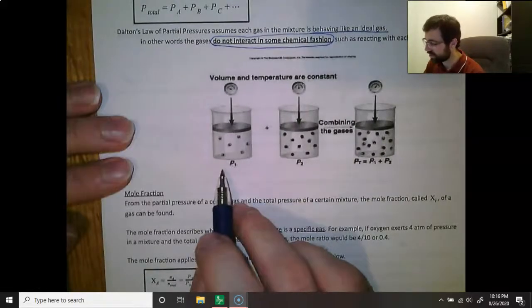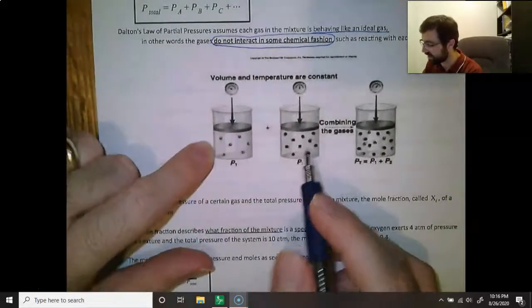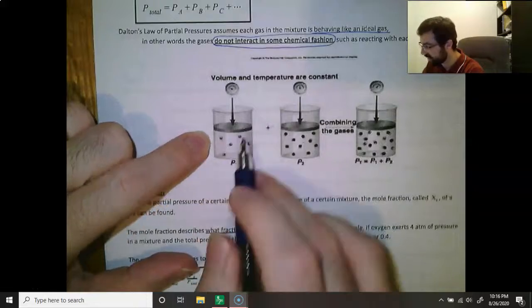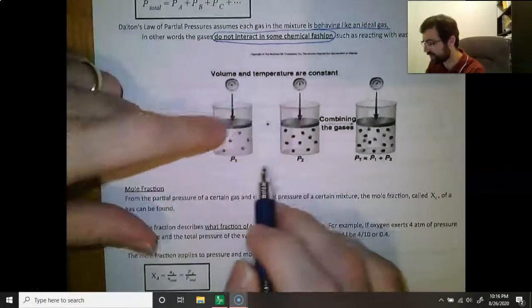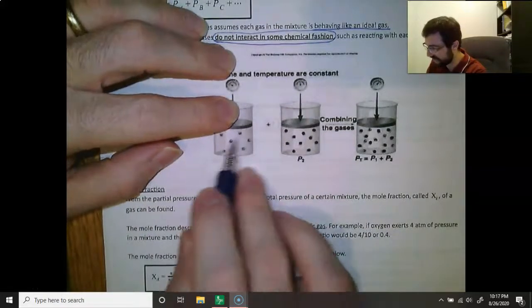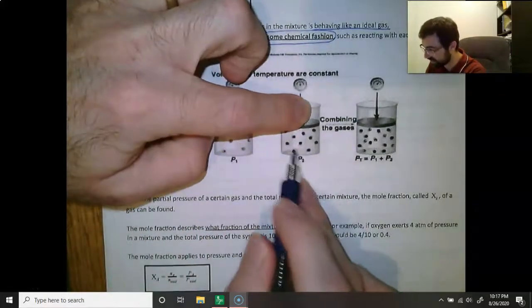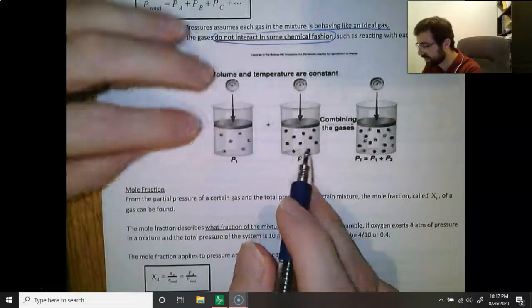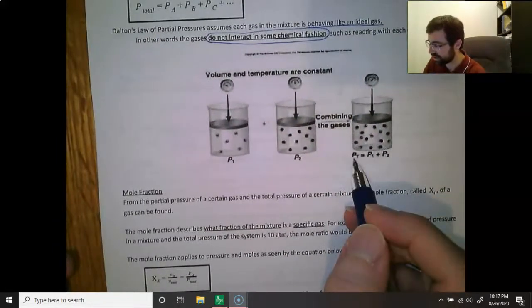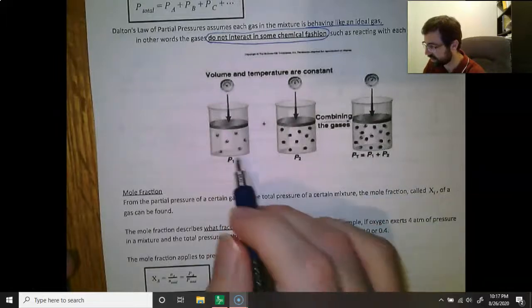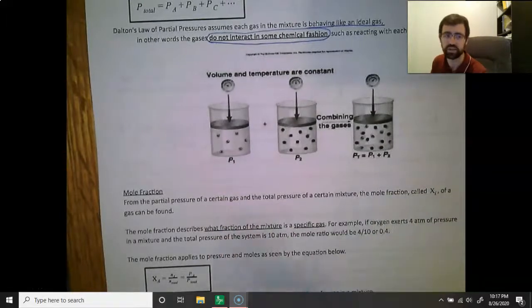Pressure 1 and pressure 2. So I've got these two different gases, and we've got the same volume. If I have this pressure of this gas and this pressure of that gas, and I put them together in the same size container, the total pressure equals the pressure of this gas plus the pressure of that gas, as long as the container size is the same. It gets tricky when your container size changes, and we're going to talk about that in a minute.